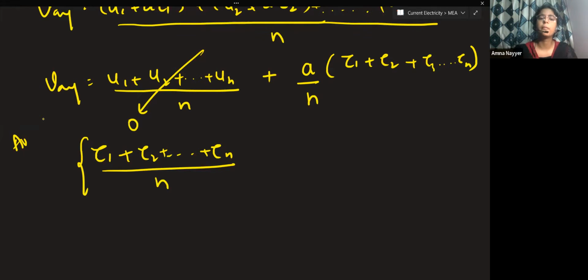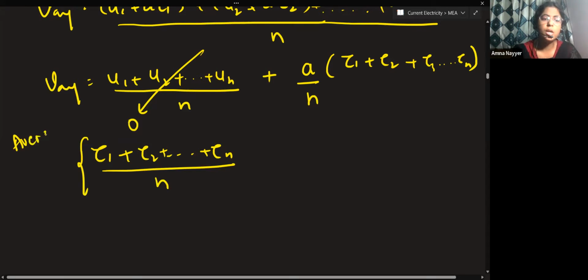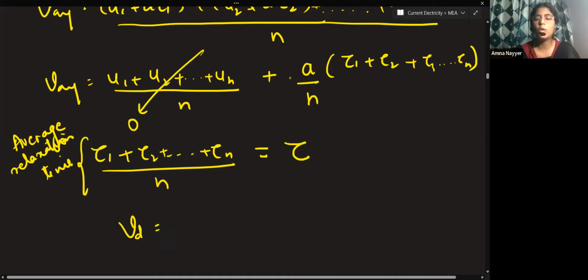Average we know. So this becomes what? This becomes average relaxation time. Average relaxation time is usually denoted by capital tau. This is tau average, you can write, or you can just write tau. So what is the formula of drift velocity now that it has become? A multiplied by tau.